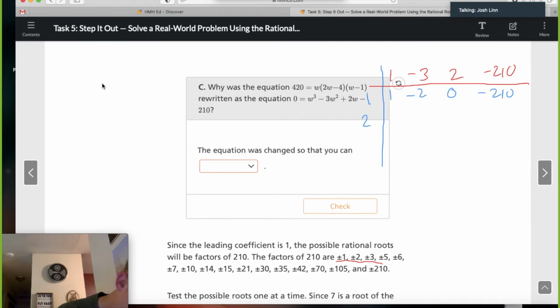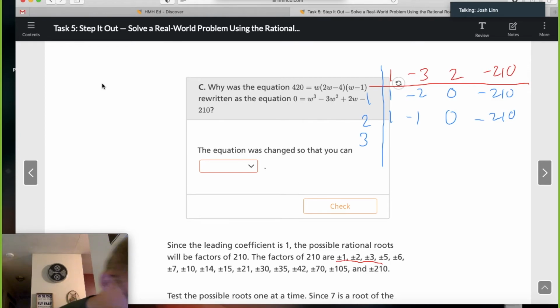2. Bring the 1 down. So 2 plus negative 3 is negative 1. Negative 1 times 2 is negative 2. Plus 2 is 0. 0 times 2 is still 0. So negative 210. Did I do all that right? I have a bad feeling about that. Oh, that's fine.